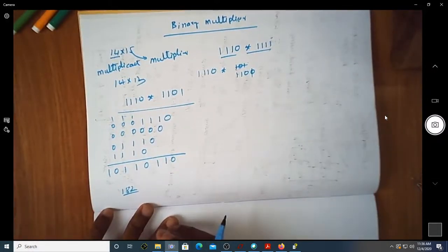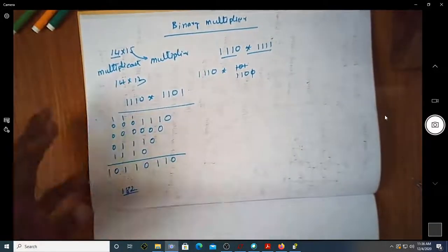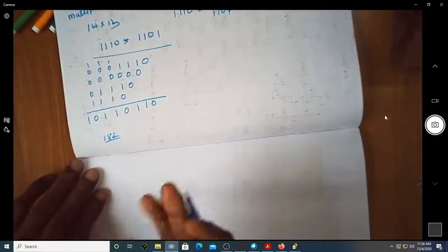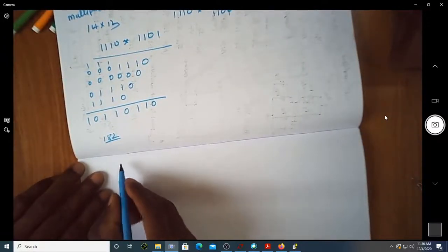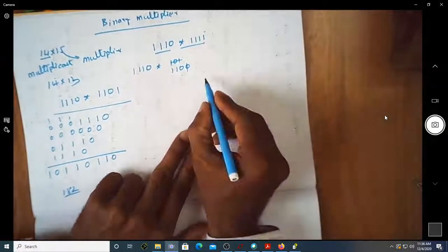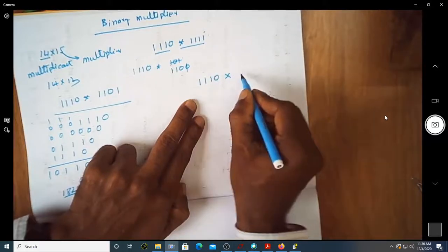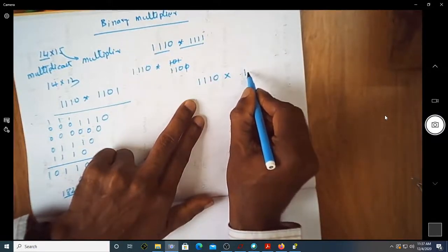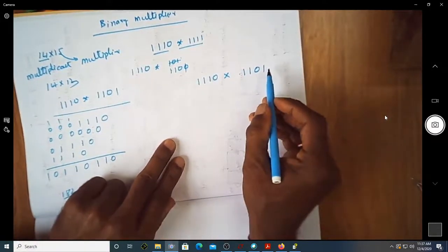Let us try to identify how we realize this in hardware for a digital circuit. Let us consider the same example we had now. The multiplicand is 1110, which is 14, and the multiplier is 13, which is 1101.